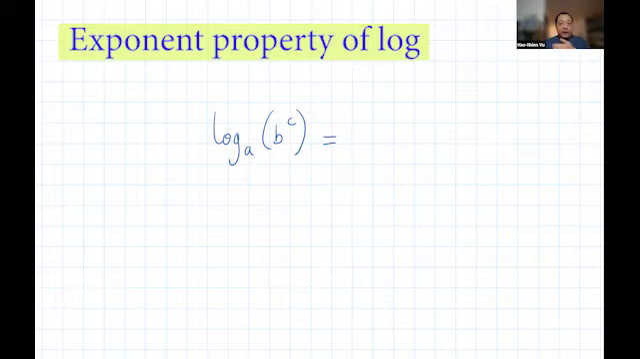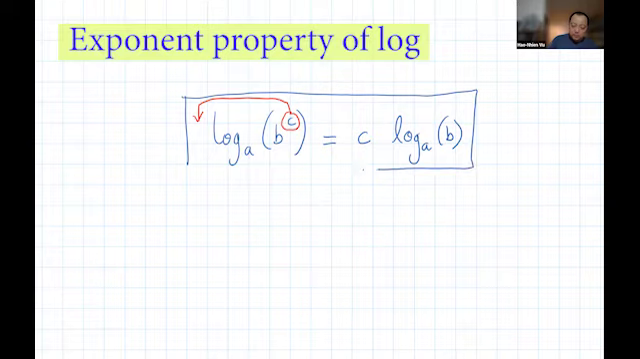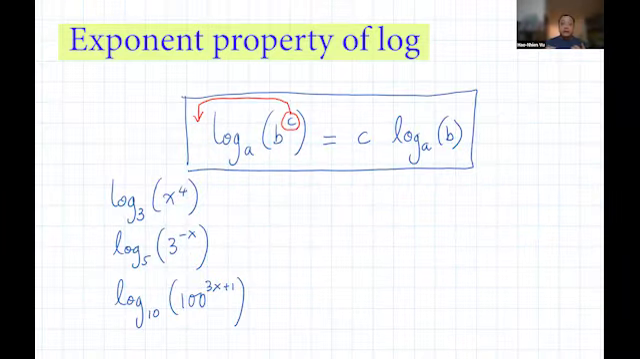It says that if you have a logarithm of an exponent on the inside, then you can take the power of it and bring it out to the front. So log base a of b to the power c is equal to c times log base a of b. Let's practice. Let's say that I'm given all of these logarithms. They all have exponents on the inside. Then I can take their power and then I move them to the front.